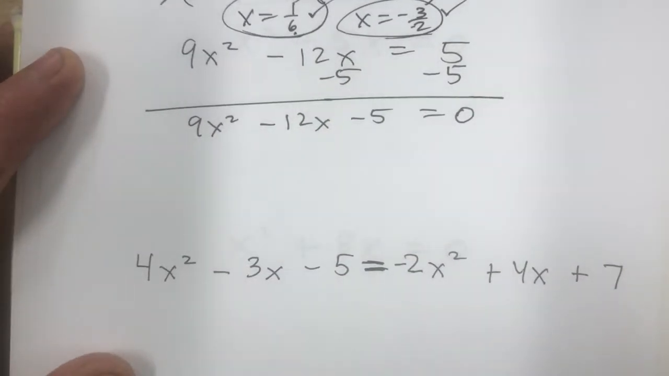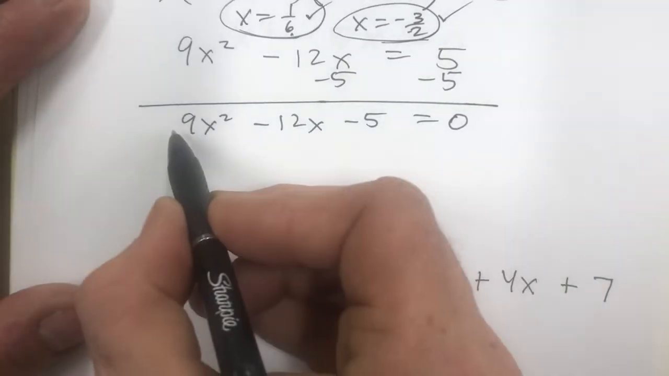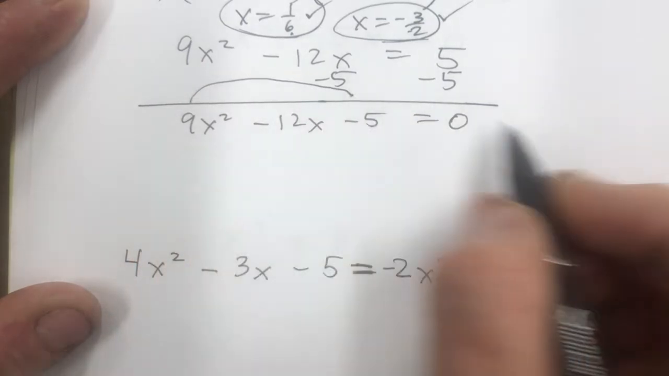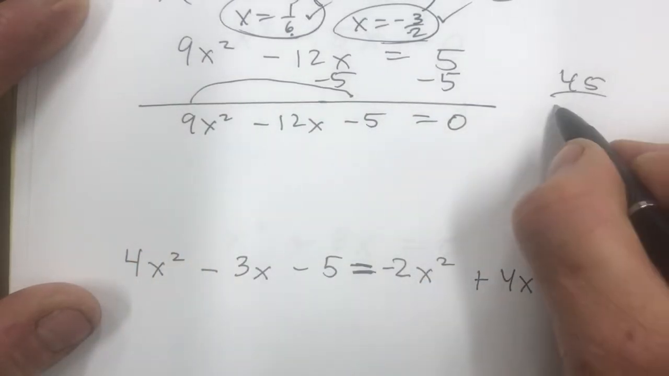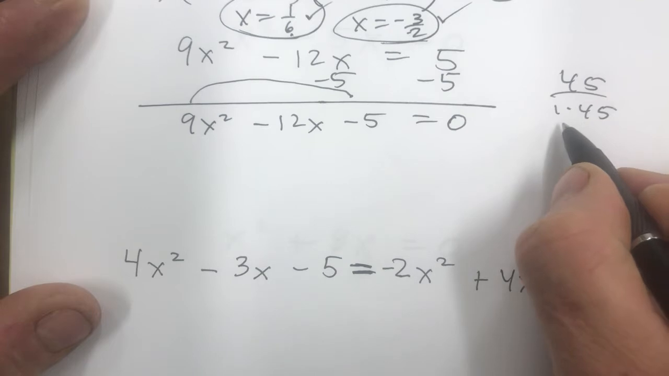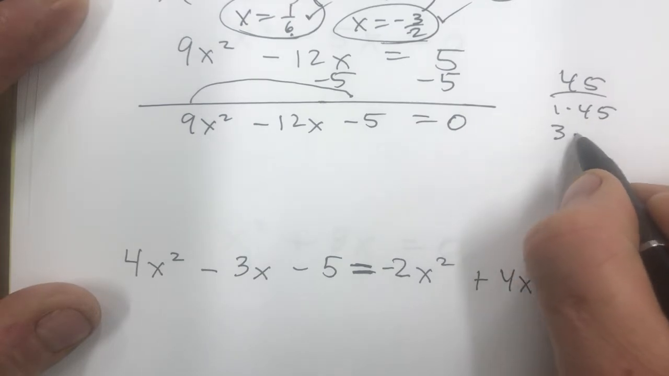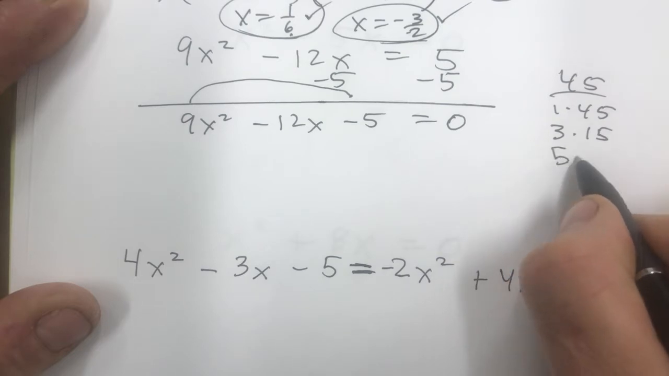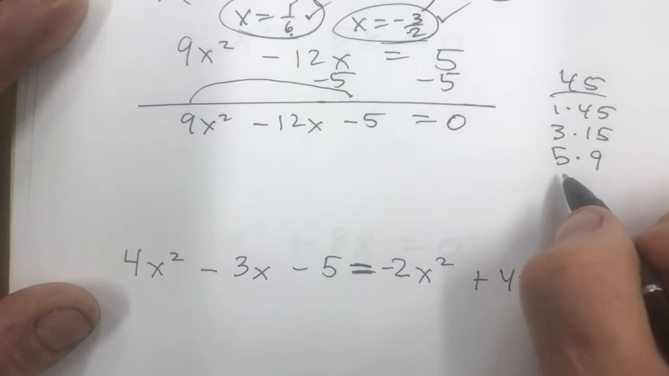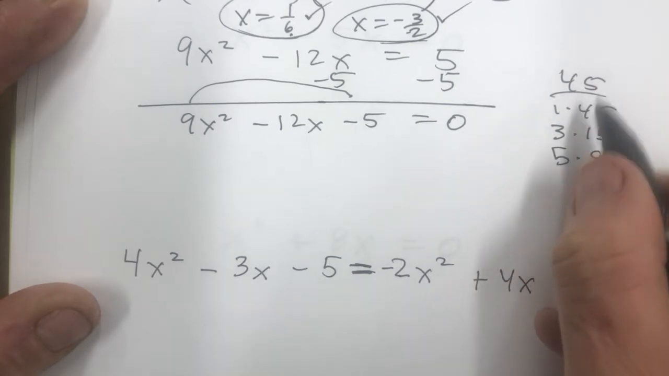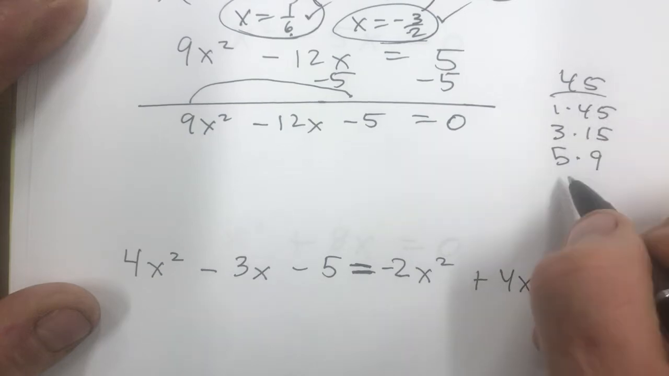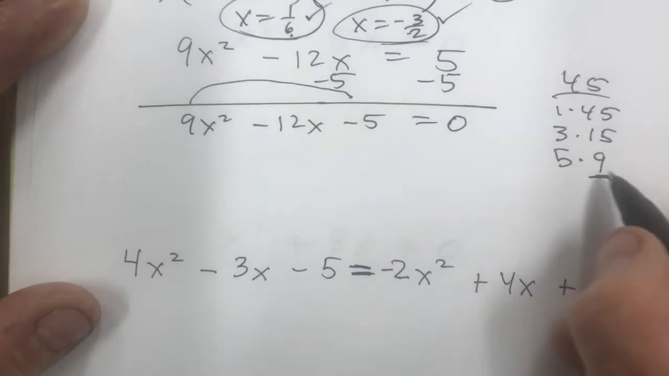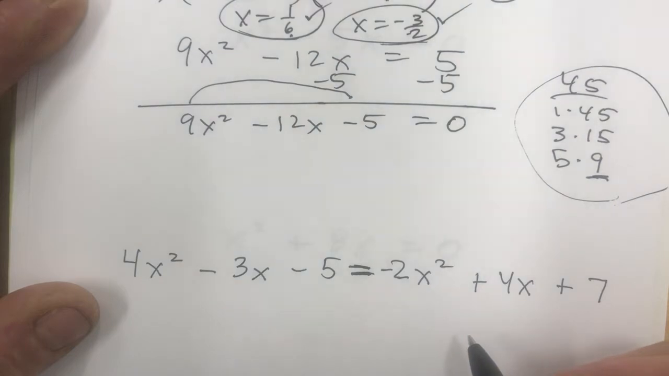So again, we've got an a number, so I've got to do 9 times 5, which is 45. So 45 divided by 1 is 45, 45 divided by 2 is a decimal, 45 divided by 3 is 15, 45 divided by 4 is a decimal, 45 divided by 5 is 9, 45 divided by 6 is a decimal, 45 divided by 7 is a decimal, divided by 8 is a decimal, then 9's over there. So there's all my possibilities.